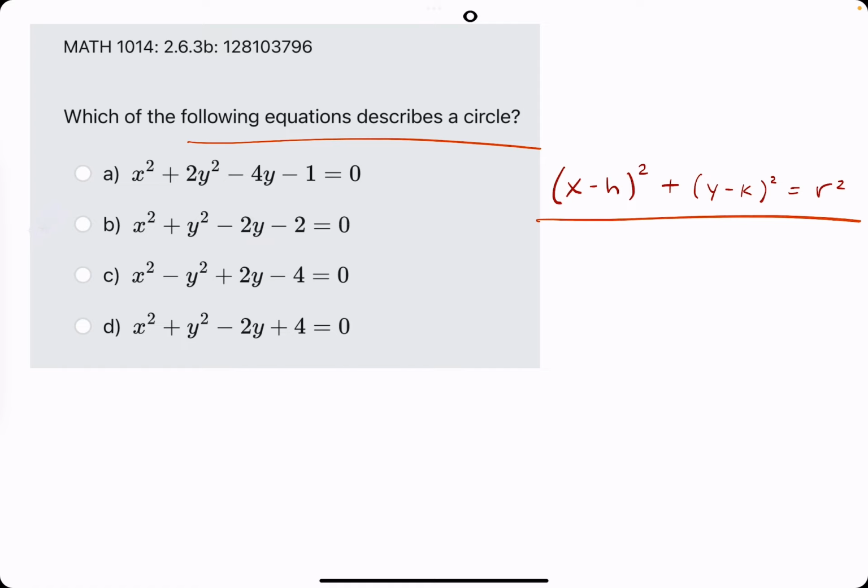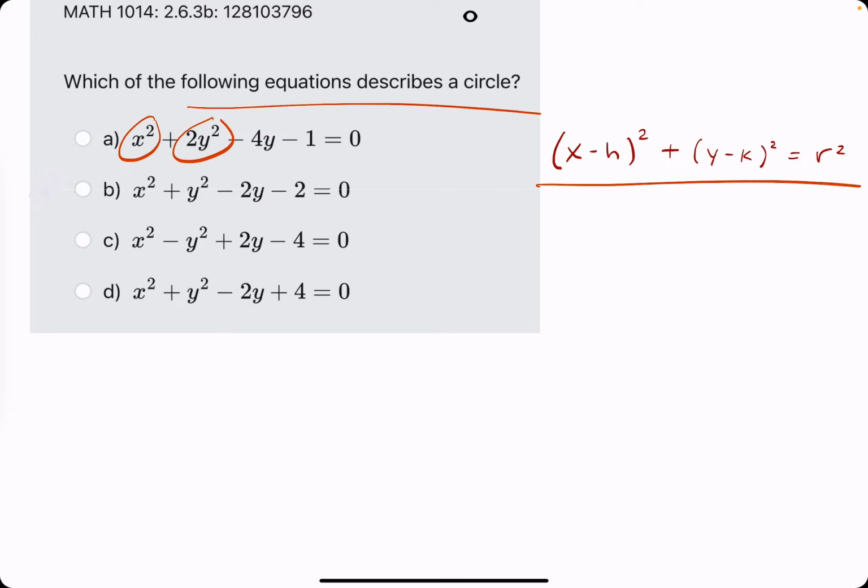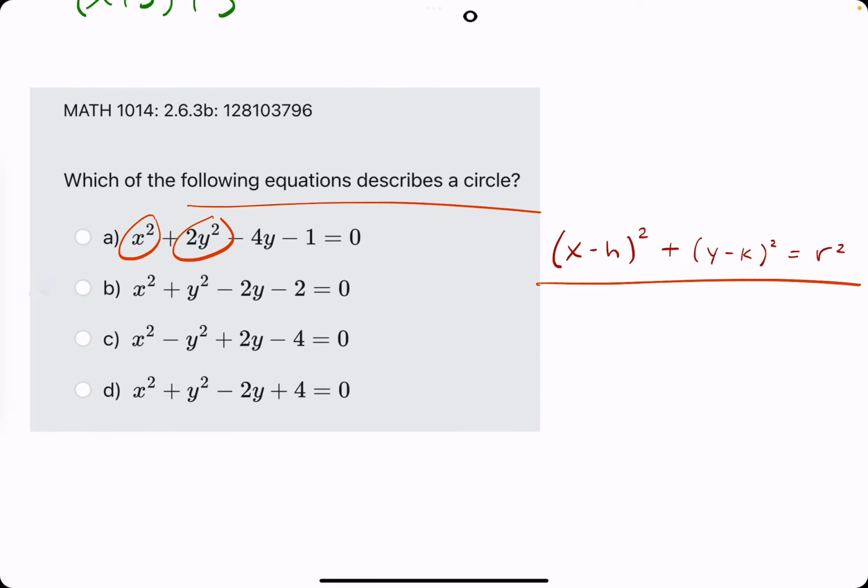x² and y² will have the same coefficients. They will not ever have different coefficients. What do I mean by that? If we see an x² and a 2y², that's going to lead to some sort of ellipse, not a circle. So we can eliminate any that are like that.